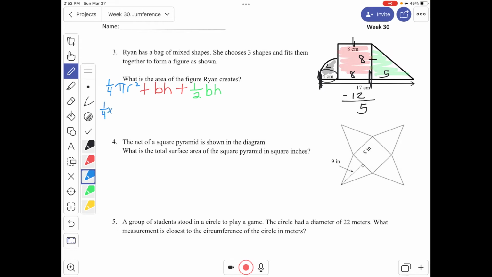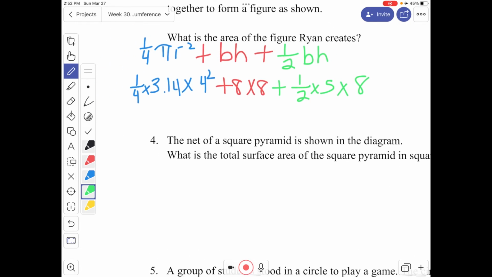The first one is 1/4 times the number we're going to use for pi times the radius of the circle, which is 4 squared, plus the base times the height of the rectangle, and since it's a square, it's 8 times 8, plus 1/2 times the base of the triangle is 5, and the height is 8. And if you work that out, then you'll have the answer.